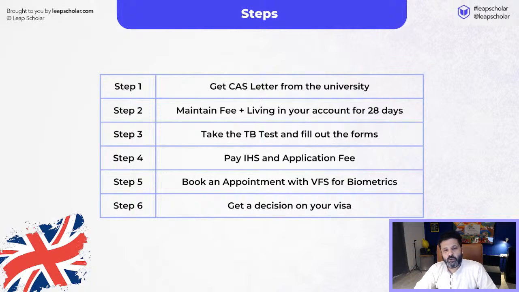Step 5, you have to book an appointment with BFS for biometrics, and the rest is step 6, where you get the decision on your visa. Also mentioning the application fee here. There are 3 types of applications you can do for a UK student visa.